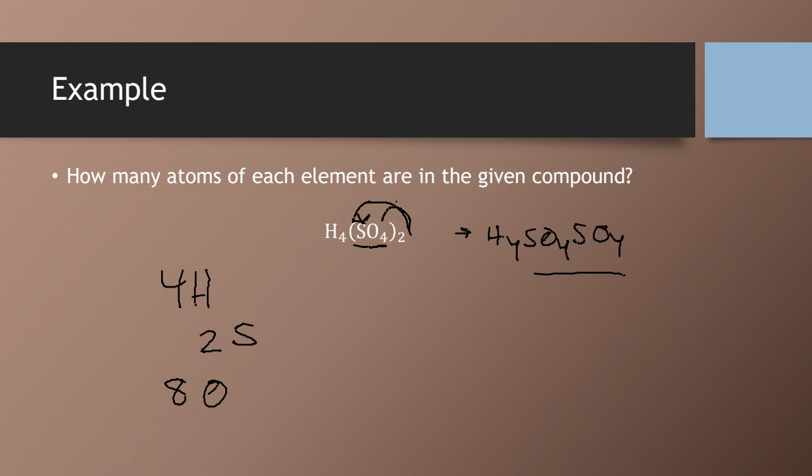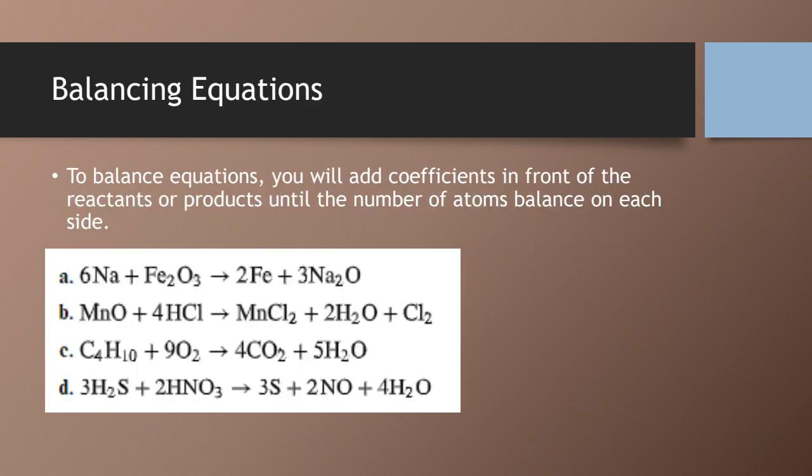So let's look at some chemical reactions and see if we can figure out what numbers are missing or whether or not they're balanced. I think balanced is first. So to balance equations, you would add coefficients in front, right, until the number is balanced. So we want to see if these are balanced equations.